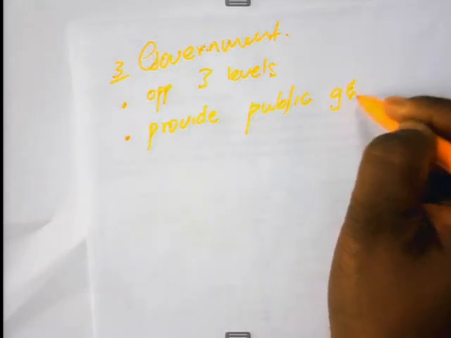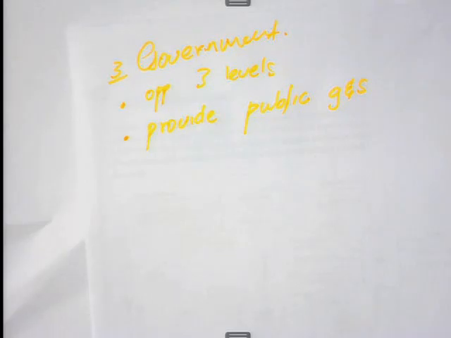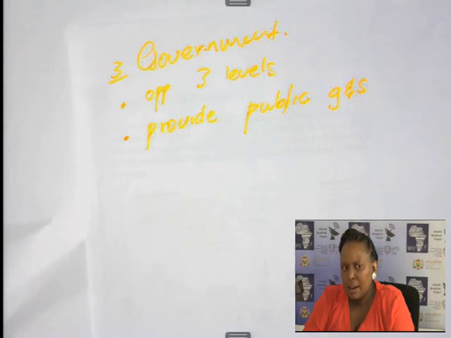goods and services. I want us to look at this one. If you say the government provides public goods and services, please be specific, because out of this sentence, you can get about 4 marks. If you say the government provides public goods and services, it's a bit vague, if that's the right word to use. But be specific. Who gets public goods and services?